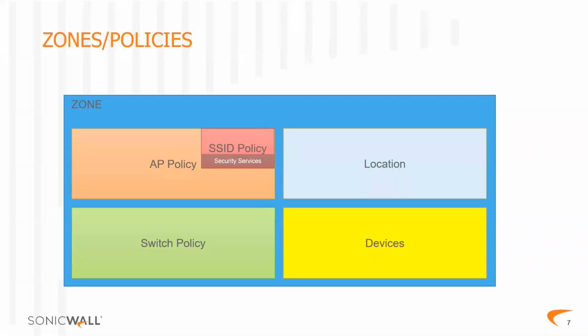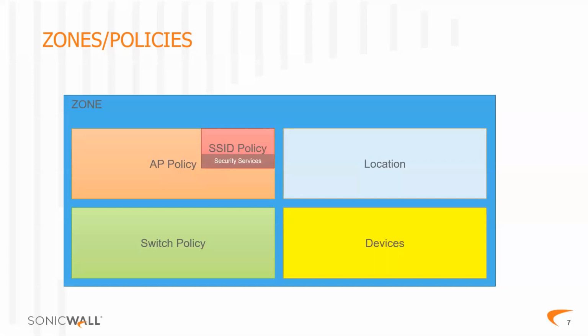All right, shifting into zones and policies. I know there's a lot going on here on the screen, but this is essentially what the zones and policies look like from a 50,000 foot view. Everything is encompassed in a zone. So you take your zone, you assign an AP policy, a switch policy, a location, and then you add in the devices that you want to be part of that zone.